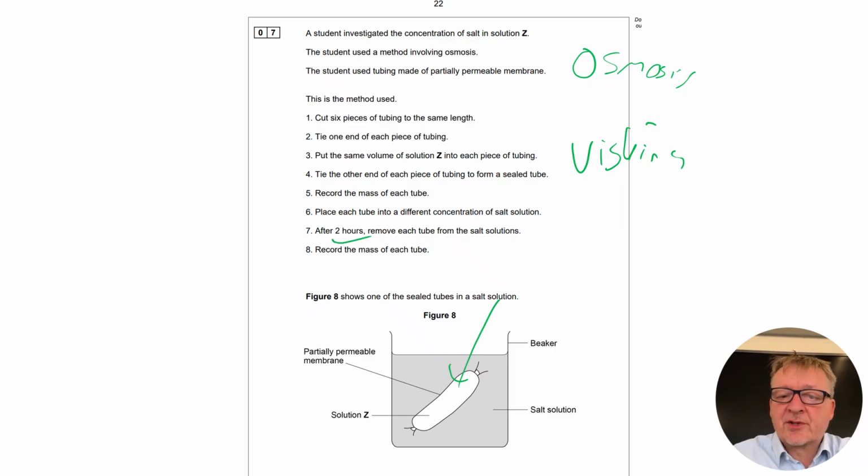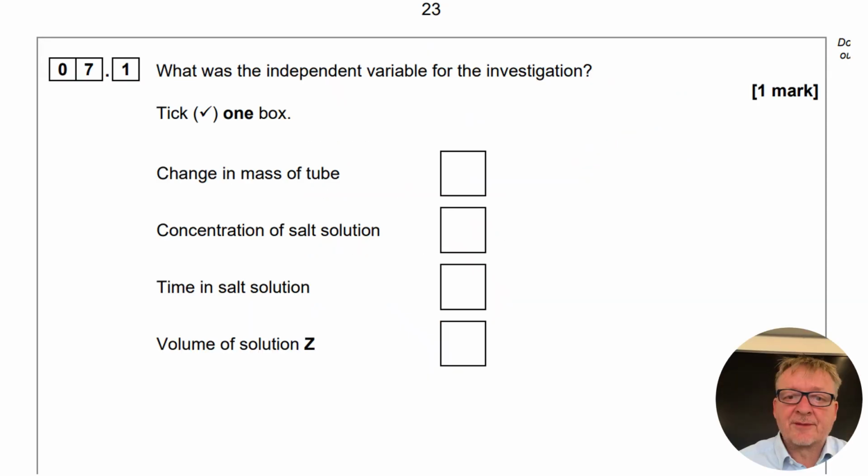Remove each tube from the salt solutions. Record the mass of each tube. Okay, I don't feel any dabbing going on there. So it is the osmosis potato required practical, isn't it?